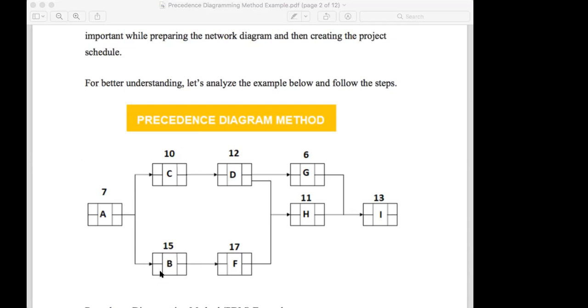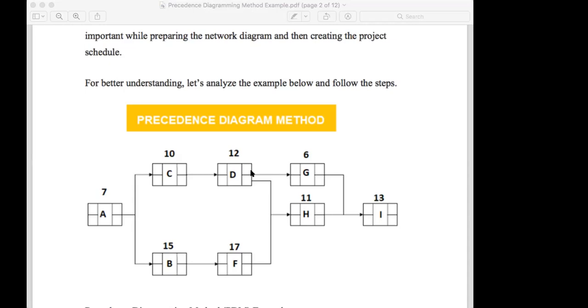So B activity takes 15 days. After the B activity finishes, you start the F activity. It takes 17 days, and D takes 12 days. Then after completing D and F, you can start H. And after completing D, you can start G. So for G, you don't want to wait for F, because it is directly from D.